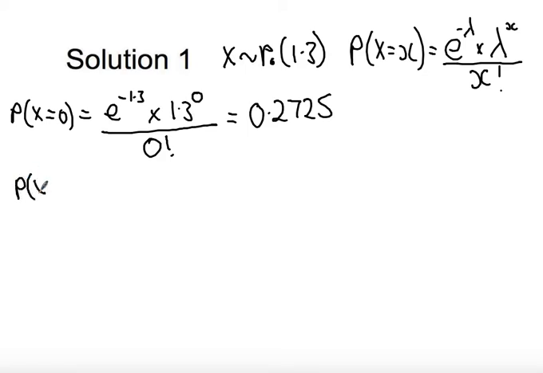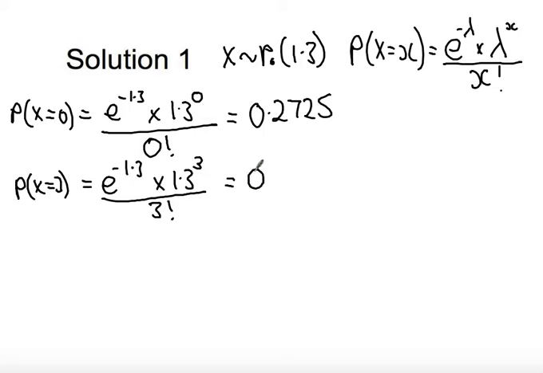Next, probability X equals 3. It's done in exactly the same way, e to the minus 1.3 times 1.3, this time to the power of 3 and over 3 factorial. If you put this into a calculator and work through it carefully, again to 4 decimal places, we get 0.0998.